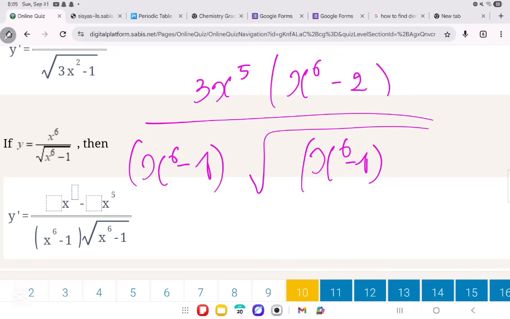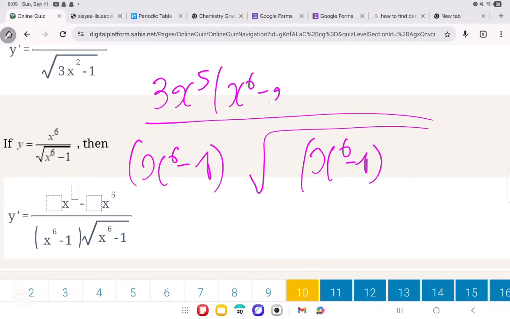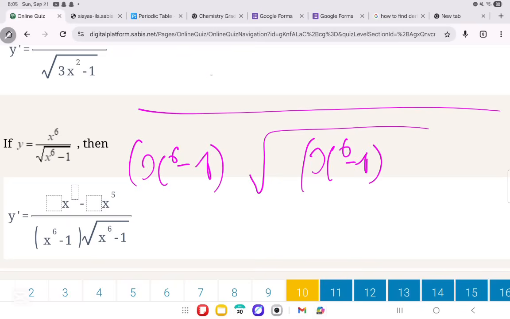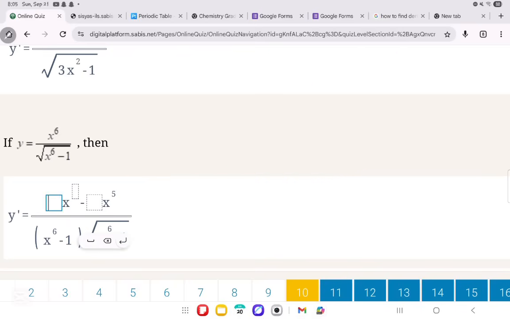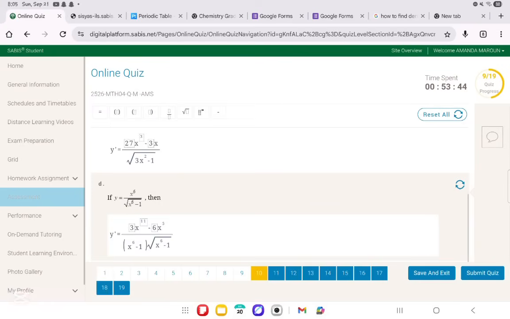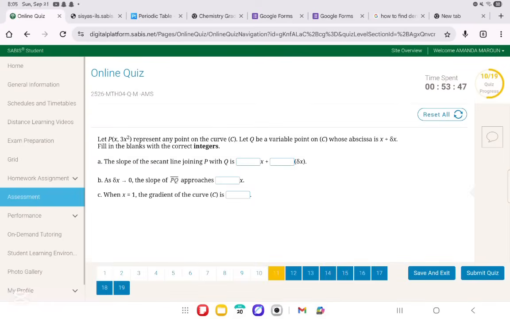So let's also multiply and expand the top. It will become 3x^5 times x to the power of 6 minus 2, which is 3x to the power of 11 minus 6x to the power of 5. So very simply, this is how we get our answer, which is 3x to the power of 11 minus 6x to the power of 5 over whatever is in the denominator. Perfect. Let's move on to question number 11. Hopefully it's a bit easier.